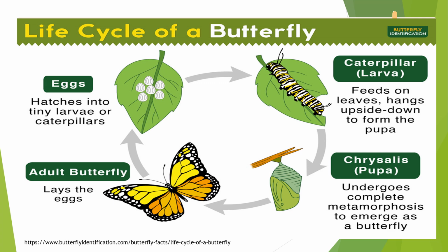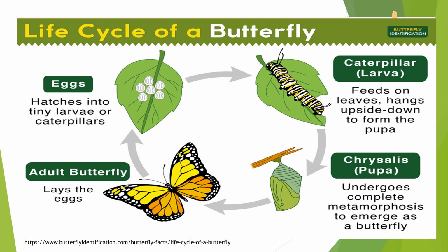This stage is all about eating. Caterpillars munch on leaves and grow quickly. They may look different depending on the species, with some being bright and colorful to scare away predators. Now, why do you think they eat so much?